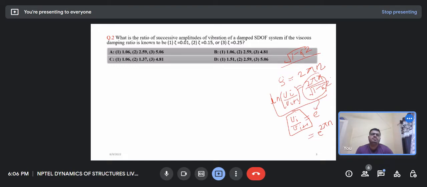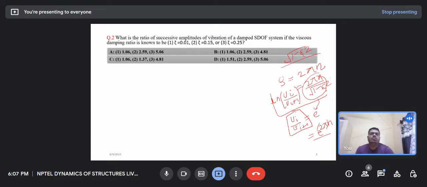Anyone with the answer? For the first two, you can calculate by simplifying the terms, as the damping is less than 20%. So for the damping of 1% and 15%, you can go with the simplified terms, like u_i divided by u_(i+1) is equal to e raised to the power 2 pi xi. Or if you want, you can consider the whole terms.